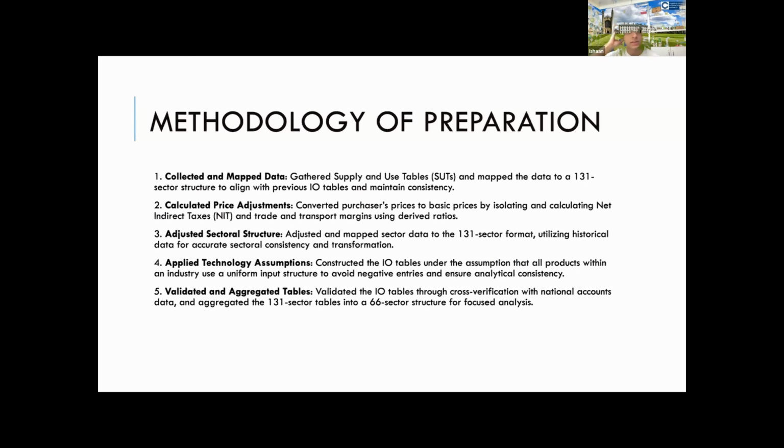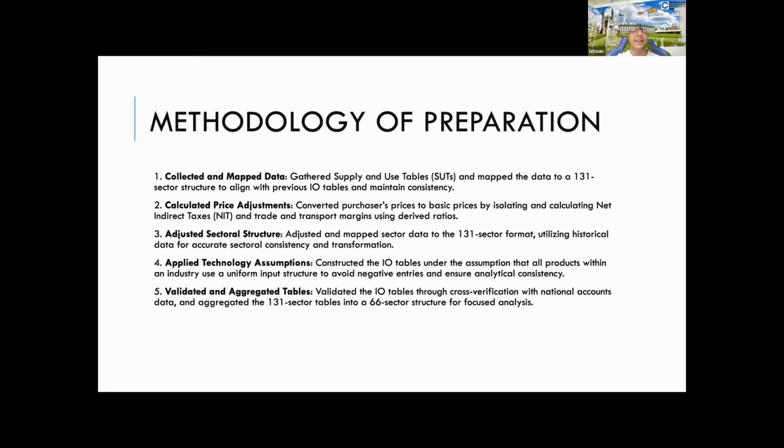The methodology of preparation: first, I collected and mapped the data to a 131 sector structure to align with the previous input-output tables and maintain consistency. Second, I converted purchasers' prices to basic prices by isolating and calculating net indirect taxes and trade and transport margin using the derived ratios. Thirdly, I adjusted sectoral structure and mapped the sectoral data to the 131 sector format, utilizing historical data for accurate sectoral consistency and transformation. Fourth, I applied the technology assumptions. The IO tables were under the assumption that all products within an industry use a uniform input structure to avoid negative entries and ensure analytical consistency.